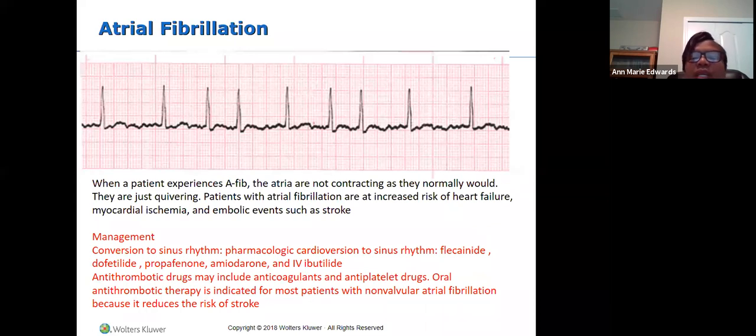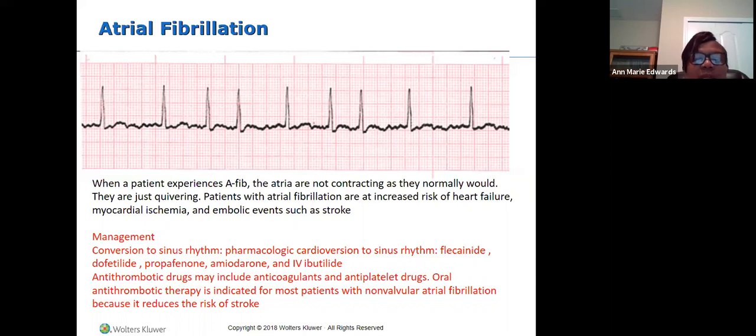And patients with atrial fib are at increased risk of heart failure because the atria are just shaking. They're not contracting to push the blood out, so we have stasis of blood. And therefore, they can develop clots. And these clots can cause a myocardial ischemia if they go up into the aorta and down into the coronary vessels. It can also go to the brain and give patients a stroke.